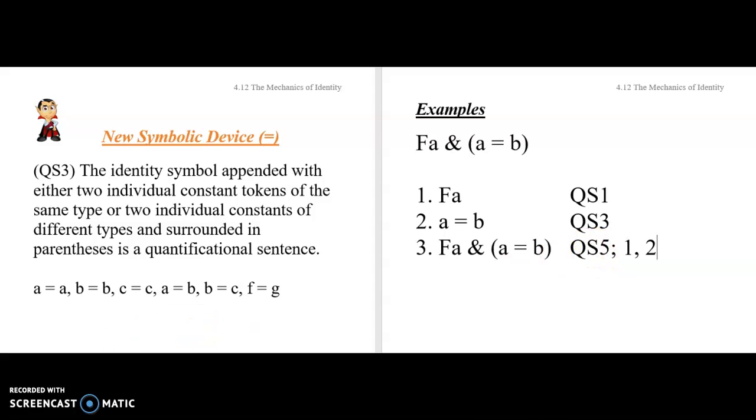All right, one more for these sort of simpler ones. How about a sentence or an expression like, let's do this, where you have to use a relation with it. How would you show that this expression is, in fact, a quantificational sentence? Pause now.